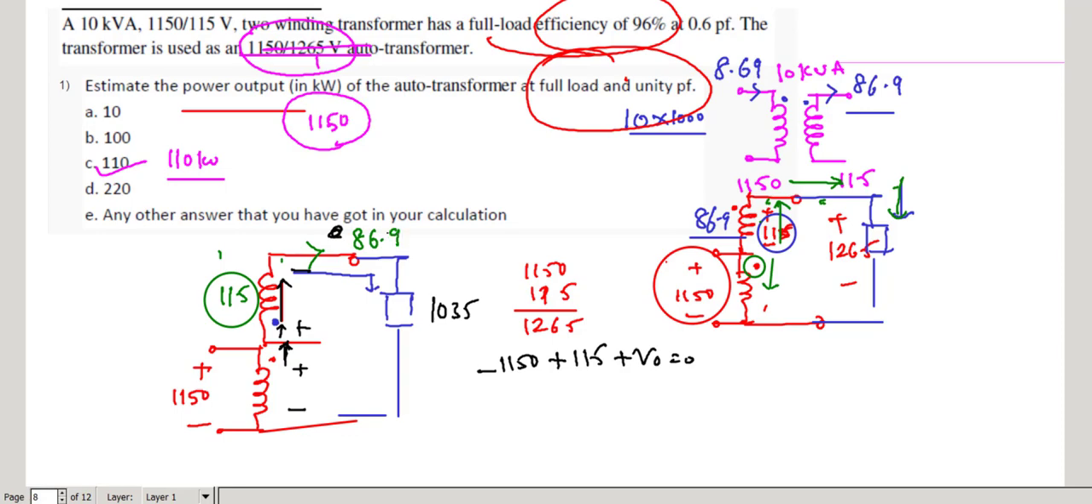86.9 amperes. So 1035 into 86.9, how much? 89.9. Well, let's check it. 1150 minus 115, 1035 into 86.9. So that is 89.9, that is 90 kVA. Right. So option A is 90.